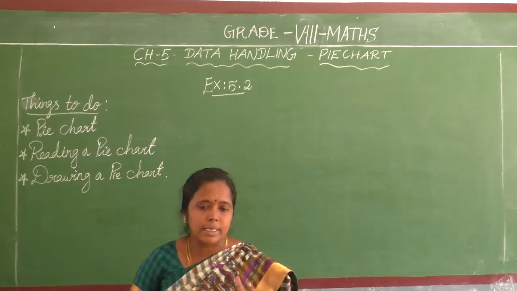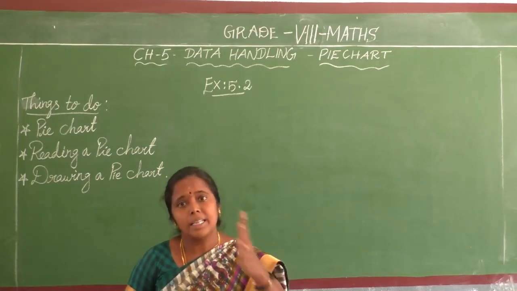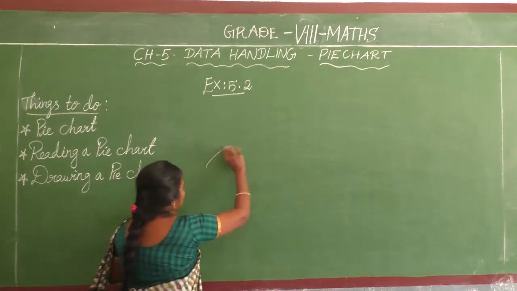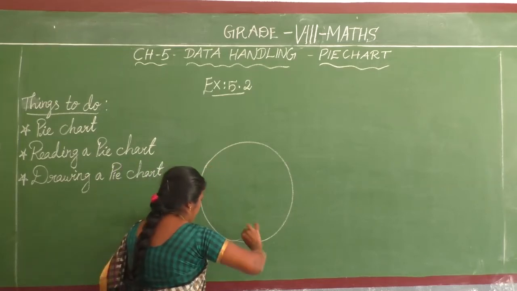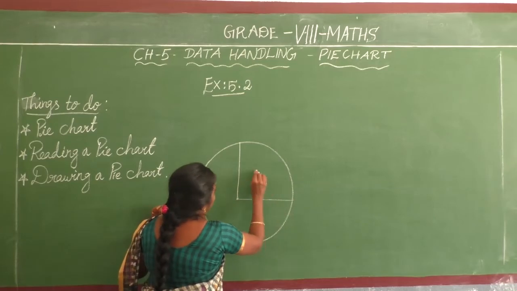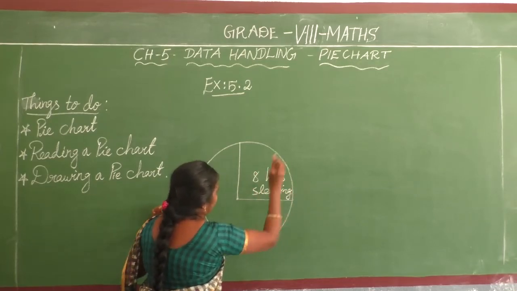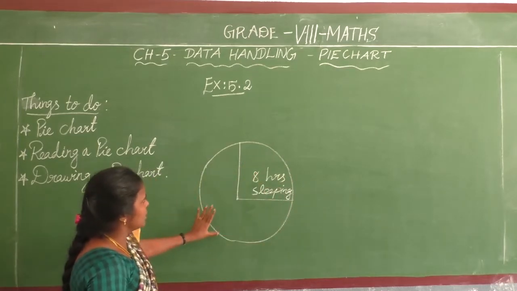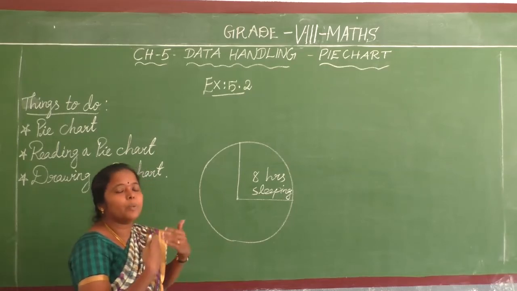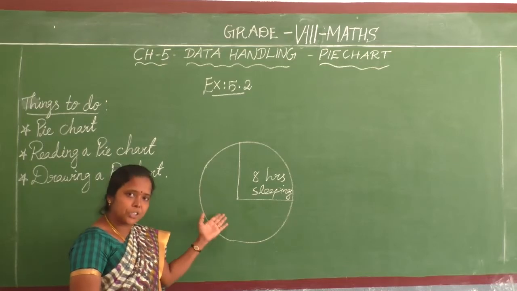The circular graph represents the relationship between the whole and the parts. What I mean is, for example, 8 hours sleeping. I have taken one circle, and in that one part I have marked it. The particular information is represented through the circular notation. It is called a circular graph, circular chart or pie chart.